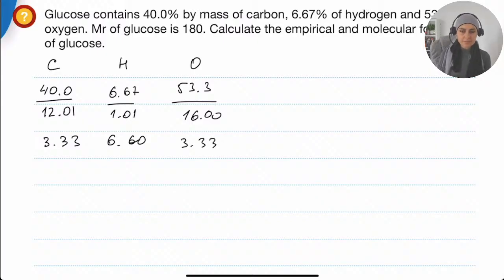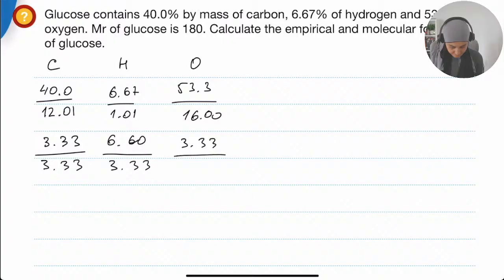Then I divide them by the smallest to get the whole number ratio. So I would divide all three of them by the smallest number, which is 3.33. And I get 1 to 2 to 1. So I got the whole number ratio, which means that my empirical formula would be CH2O.